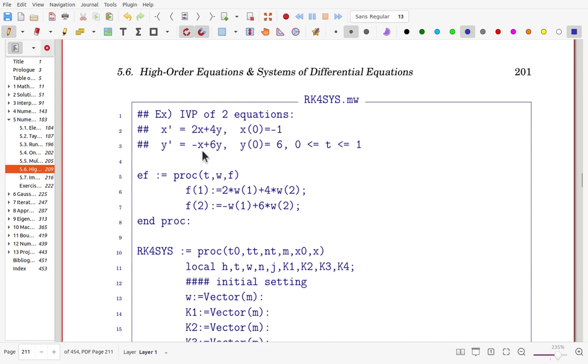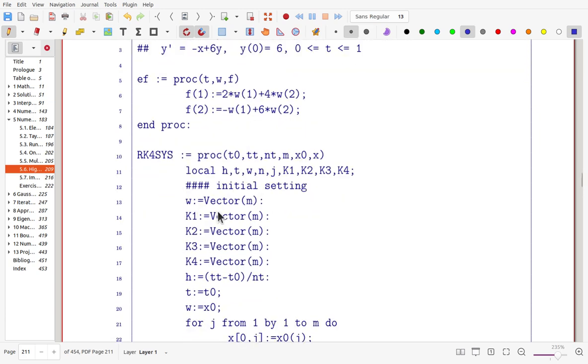There's f1, there's f2, and it's written in this way. Okay, here, RK4 for systems of differential equations is almost the same. The only difference is now the function evaluation.